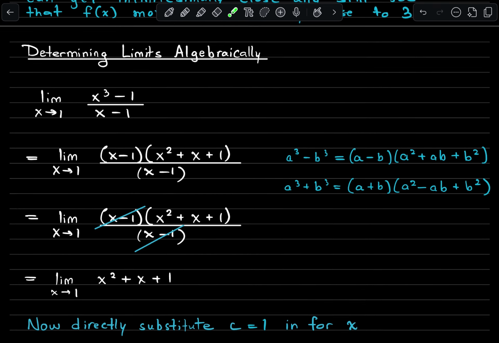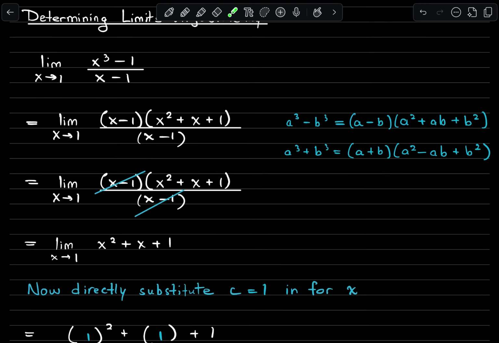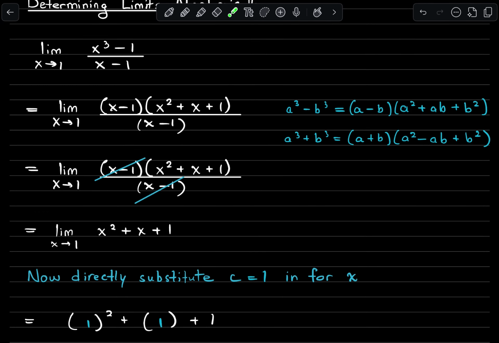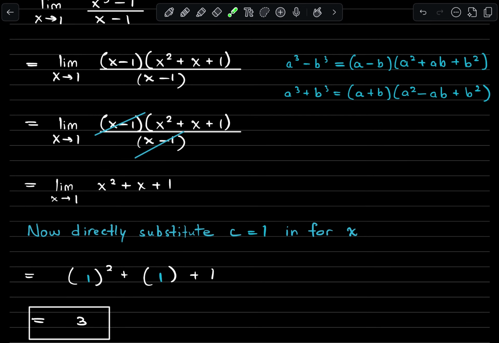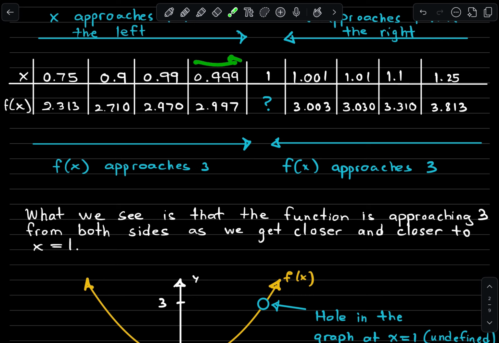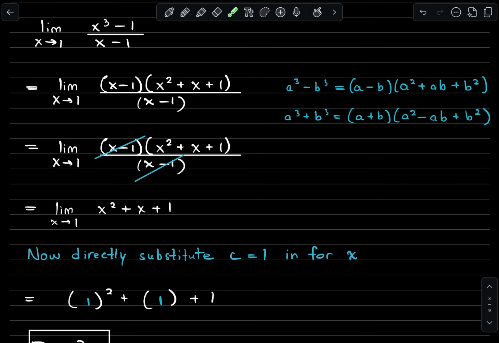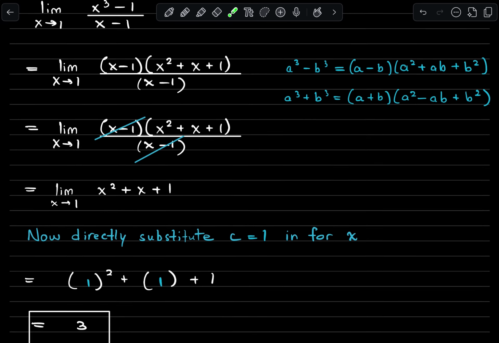Okay, now in this last step, because I'm not going to get an undefined value, I'm free to go ahead and directly substitute c equals 1. c was whatever our x was approaching. I can just throw that in for x right in here. And let's see what we get. We're going to get 1 squared plus 1 plus 1, and that's going to come out to 3, which is exactly what we found from our table. As x approached 1 from either side, f of x approached 3. So we're seeing the exact same result algebraically, in what I think is a much more convenient method.